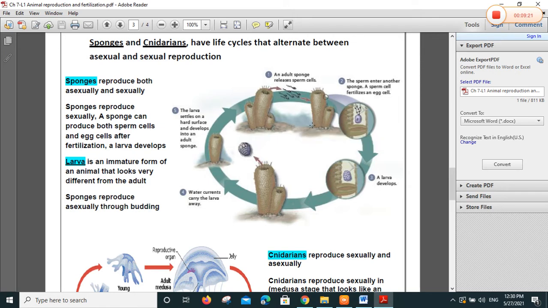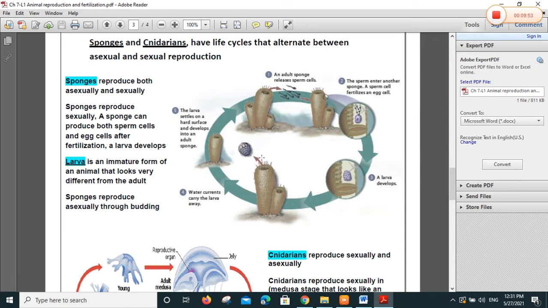What happens? The sperm cell finds egg cells to fertilize them. After fertilization, a larva develops. Larva, this is the new one from the combination of 2 different cells. Okay, the larva develops, and the larva leaves the body. Look at the larva leaving the body into water. Sure, sponges and cnidarians are aquatic invertebrates, they live in water.